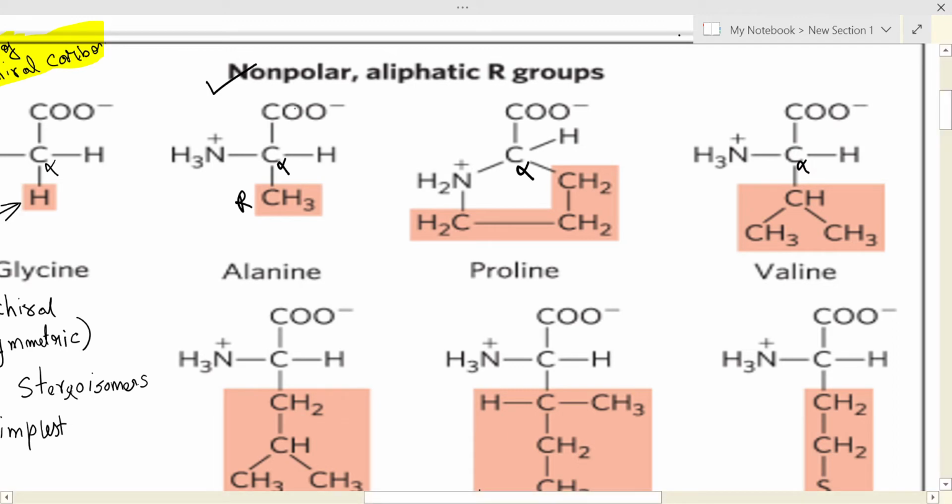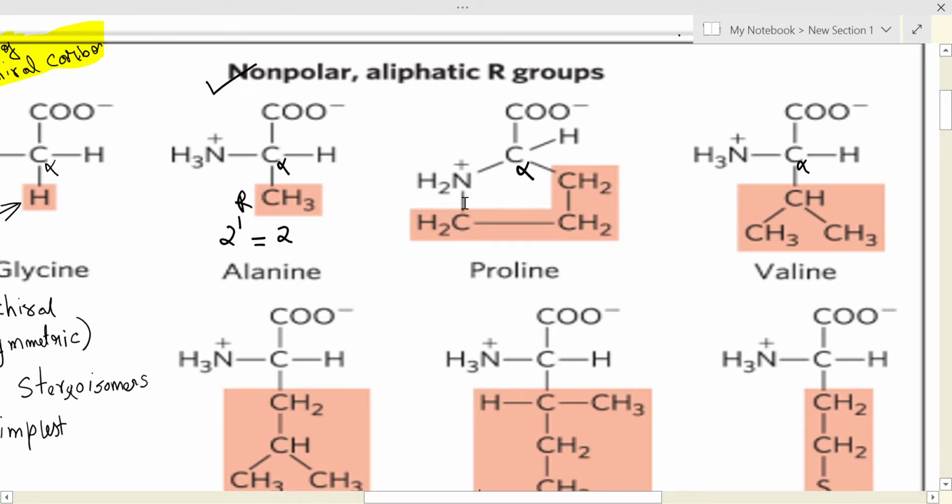And alanine, as you can see, there is only one chiral carbon. There is no other chiral carbon. So how many isomers we will get here? 2 raised to power n, which gives us 2 isomers.